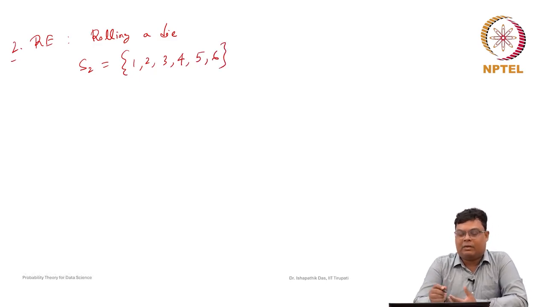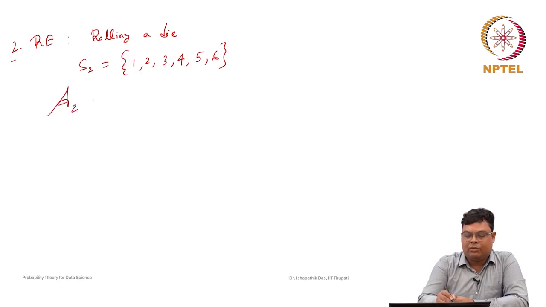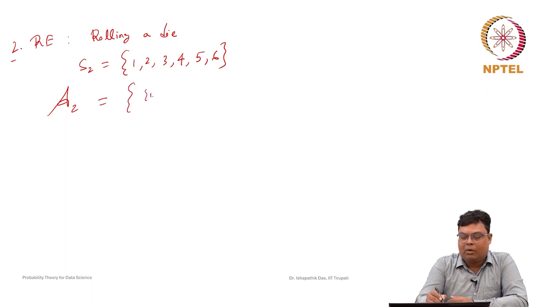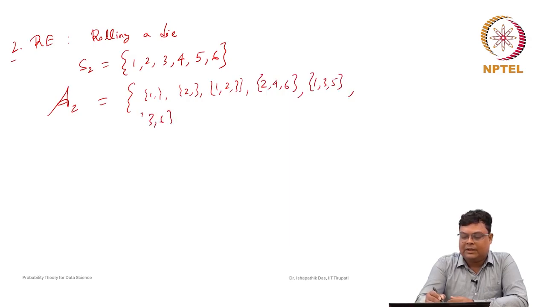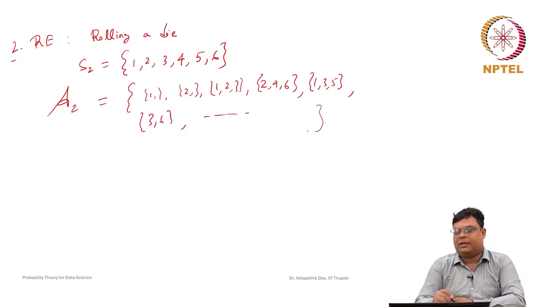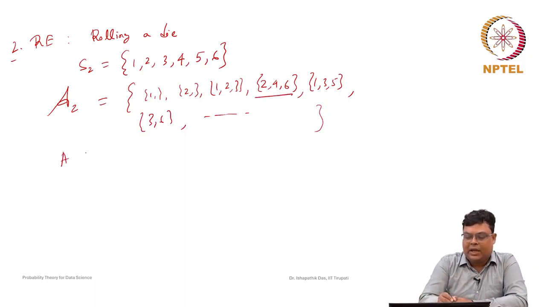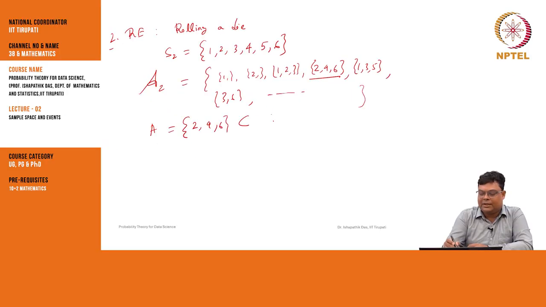Here the power set of S2 will contain many subsets, 2 to the power of 6 of them. Some of the subsets I am representing here: maybe {1}, maybe {2}, maybe {1, 2, 3}, maybe {2, 4, 6}, {1, 3, 5}, {3, 6}. Let us consider A equal to {2, 4, 6}. It is a subset of S, it belongs to the power set. It is nothing but all the even numbers.